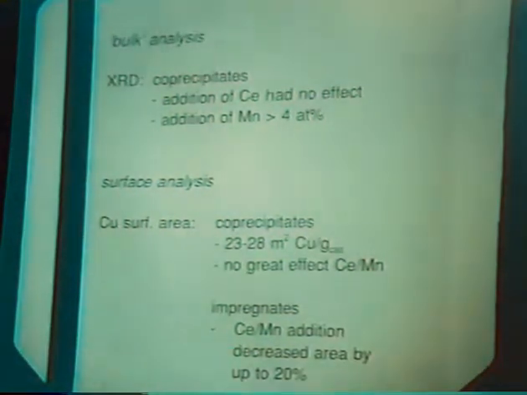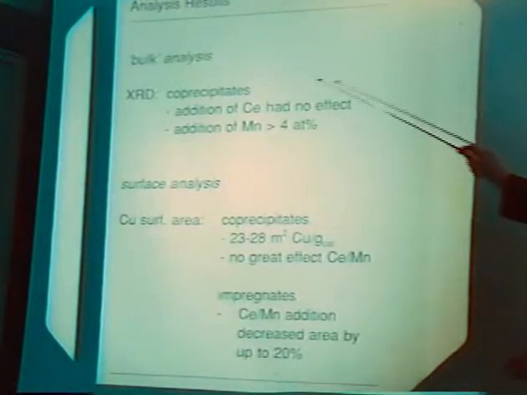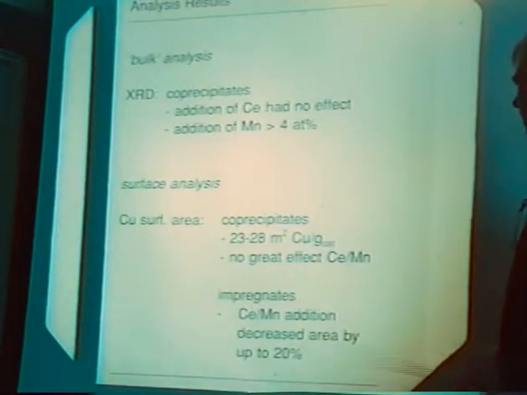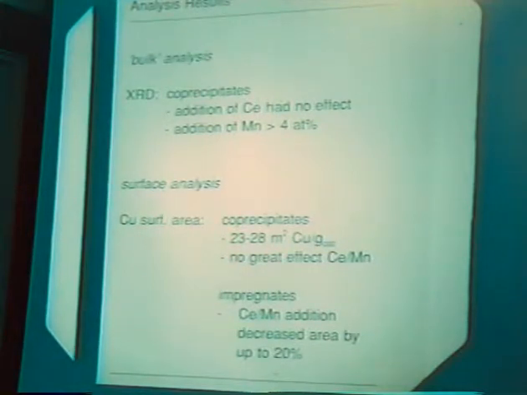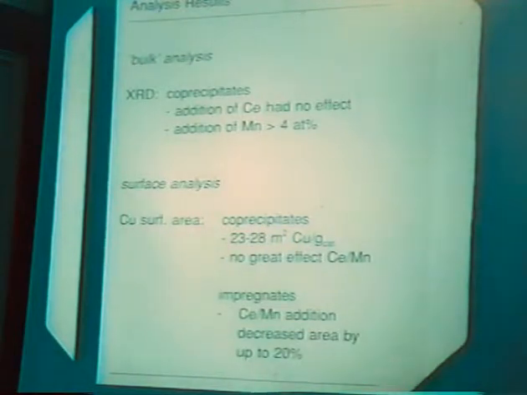Now, these results tie in reasonably well with the analytical results. First of all, with the XRD results, we find that with co-precipitation, the addition of cerium has no effect on the structure of the catalyst, whereas with the addition of manganese, at greater than about 4 atomic percent of manganese, we find a separate phase, which is probably Mn2O3. It is not terribly clear from the analysis which phase of manganese oxide it is.